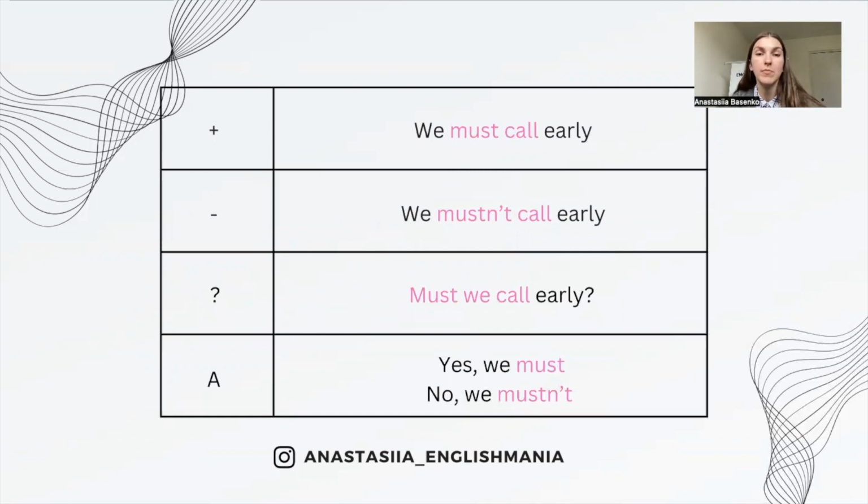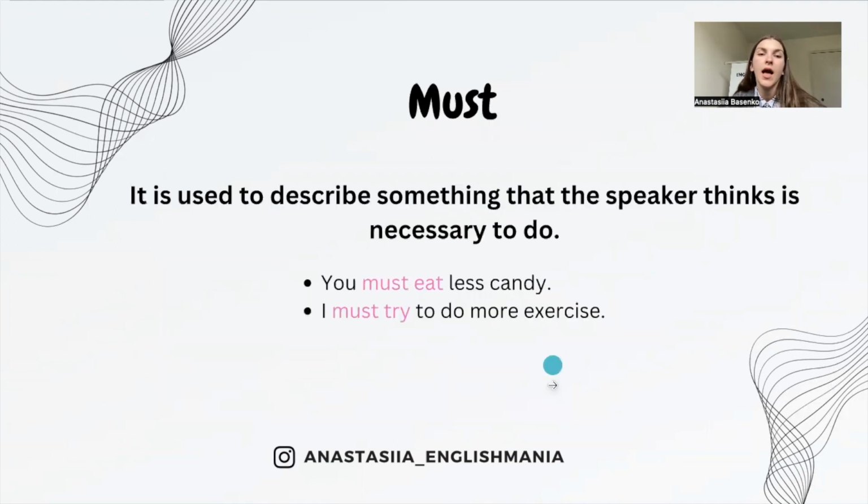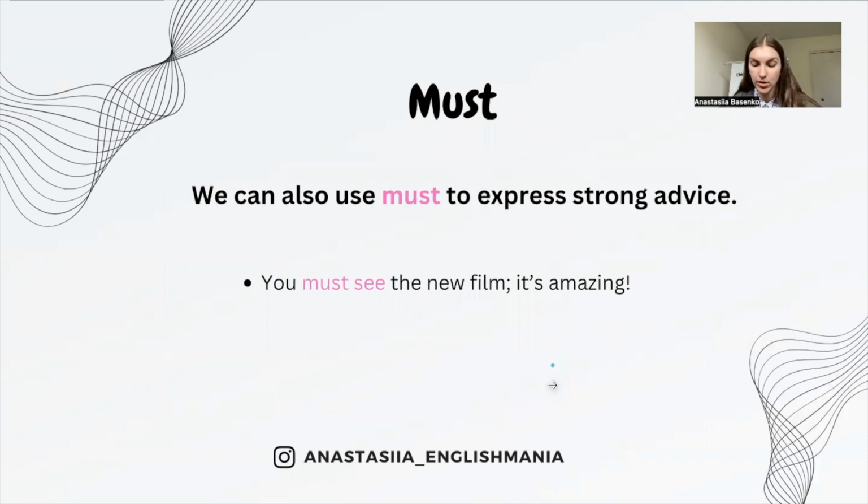Now let's talk about must. Must is a modal verb, so it forms positive, negative, and question on its own. We must call early. We mustn't call early. Must we call early? Yes, we must. No, we mustn't. And we use it to describe something that the speaker thinks is necessary to do. You must eat less candy. I must try to do more exercise. And also we can use it to express strong advice. You must see the new film. It's amazing.